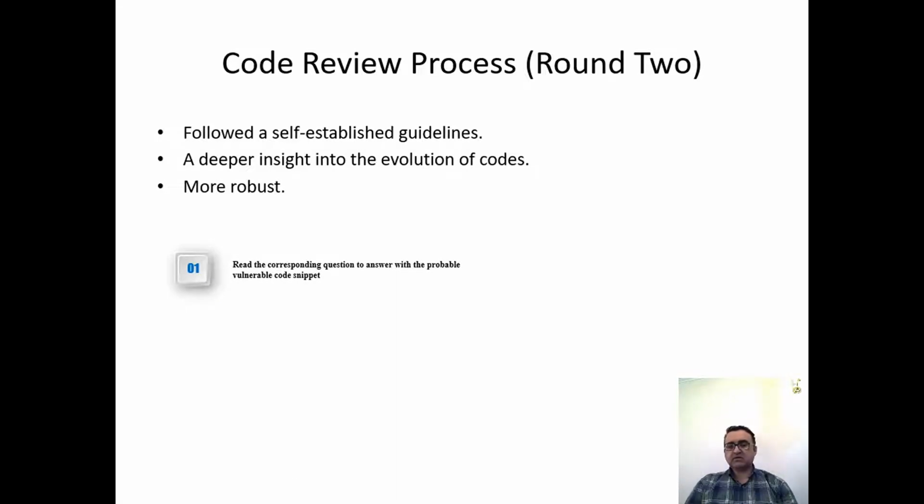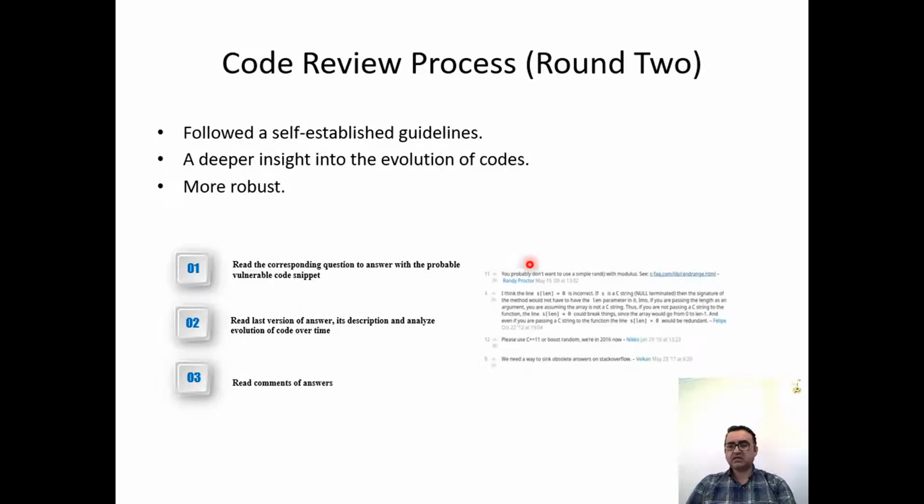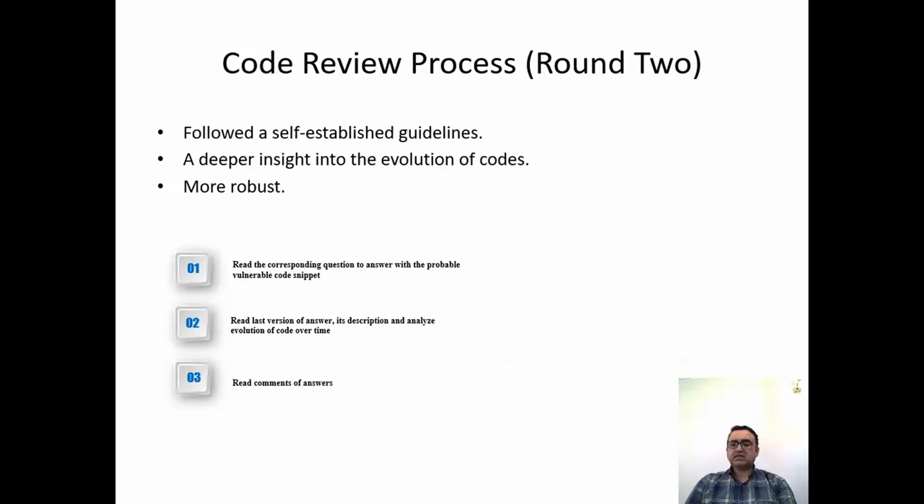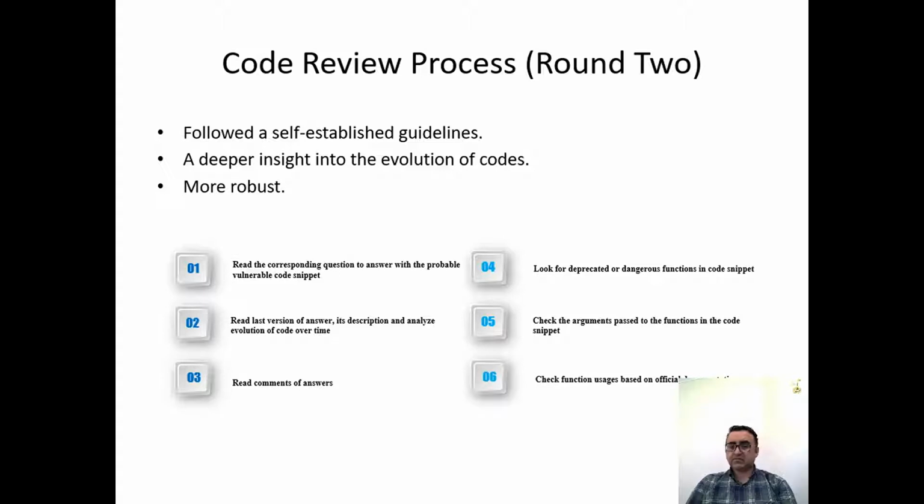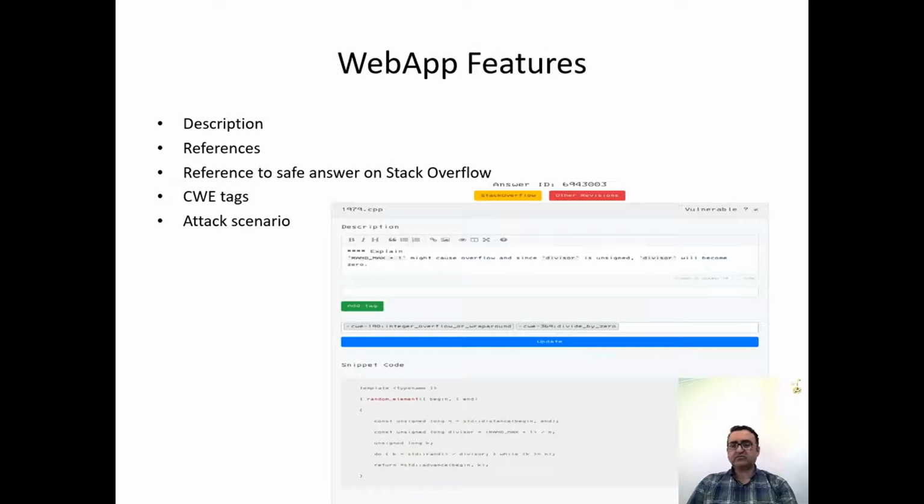For those 500, we read the questions, we looked at the last version of the answer and the description, and we read all the comments of the post. In addition, we checked for dangerous, duplicated, and deprecated functions. We checked the arguments, and we checked the functions against the official documentation of the language to make sure there were no vulnerabilities. Three graduate students used a web application that they developed for this, and they reached a consensus for each vulnerability.